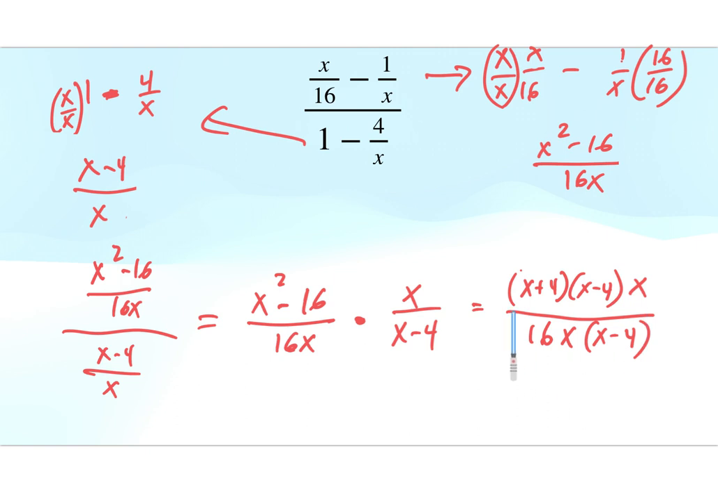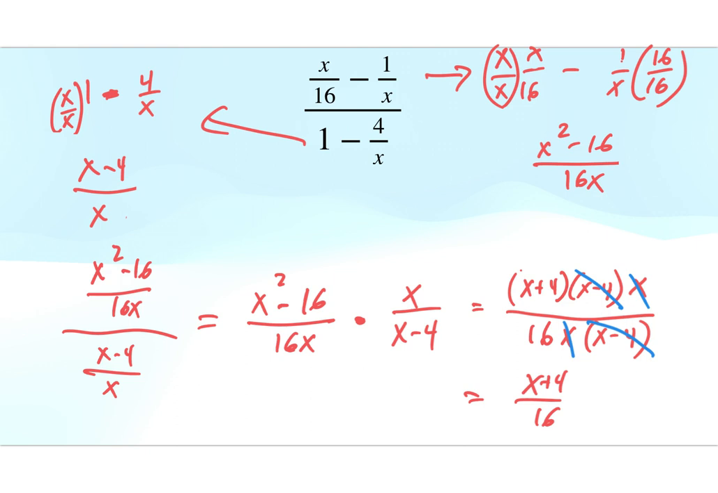And then I look for, is there anything that's identical numerator and denominator that's being multiplied only that I can reduce? I have an x that's being multiplied. I have an x that's being multiplied. They can reduce. X divided by x is 1. X minus 4 divided by x minus 4 is also 1. Leaving me with the final answer of x plus 4 over 16.